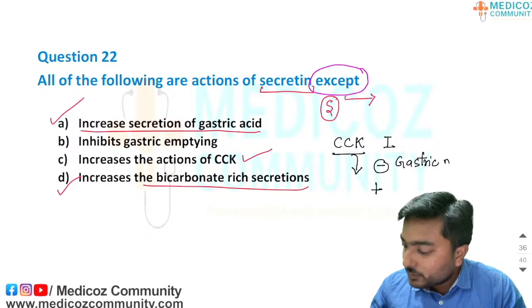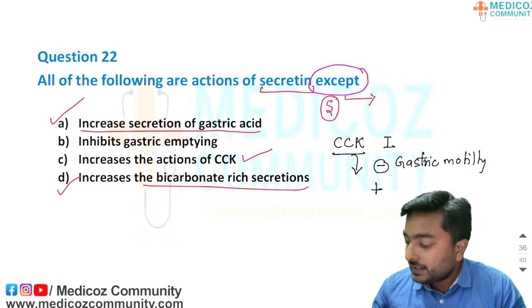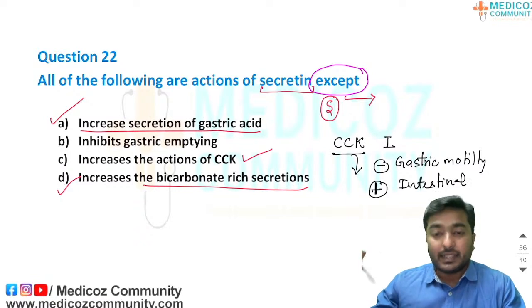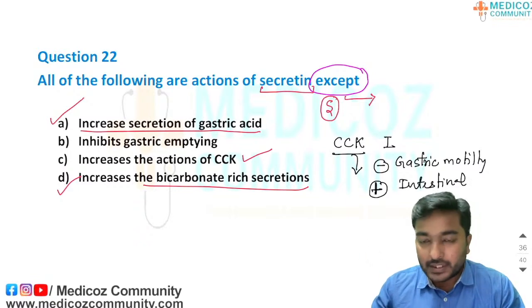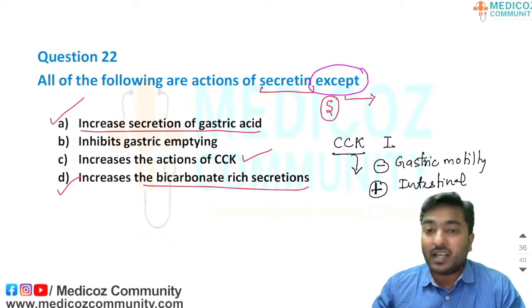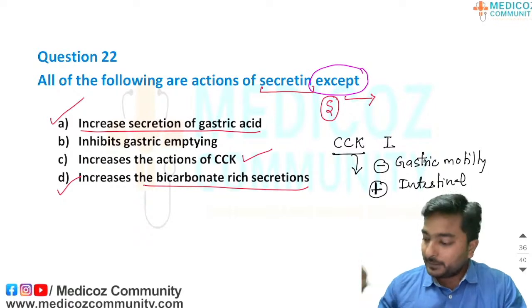Cholecystokinin is inhibitory to gastric motility and stimulatory to intestinal motility. Secretin basically does not have any role in motility; even if it has, it is inhibitory to both the stomach as well as the intestine. But it has a very prominent role in secretions. Secretin increases the bicarbonate-rich secretions of the small intestine, and it also potentiates the actions of cholecystokinin.